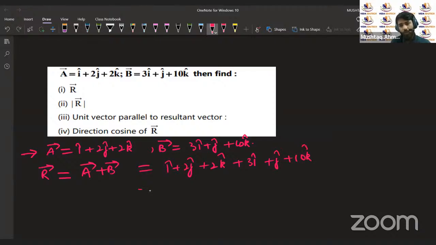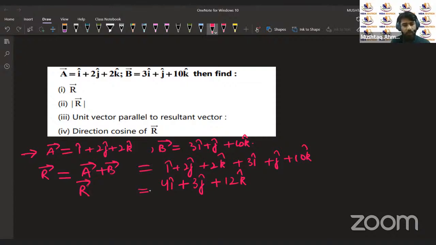We have to just add the x component of one vector with the x component of another vector, and similarly the y component of one vector with the y component of another vector. So i cap plus 3i cap is going to be 4i cap, 2j cap plus j cap is going to be 3j cap, and 2k cap plus 10k cap is 12k cap. So this is the vector r, that's the resultant of A plus B.